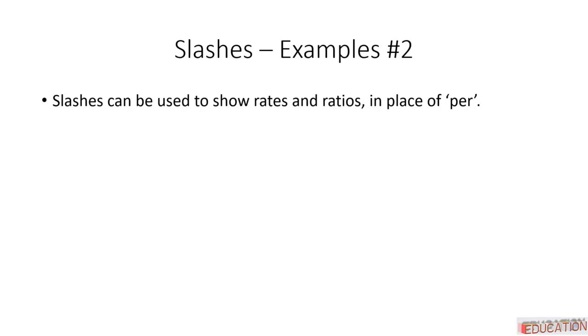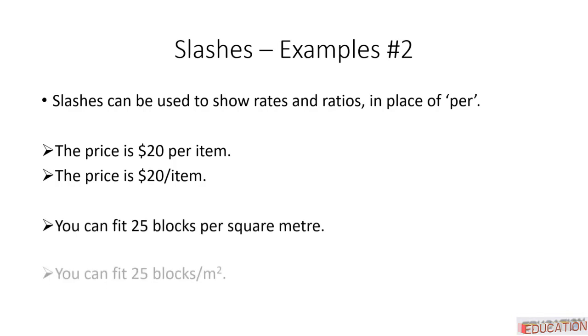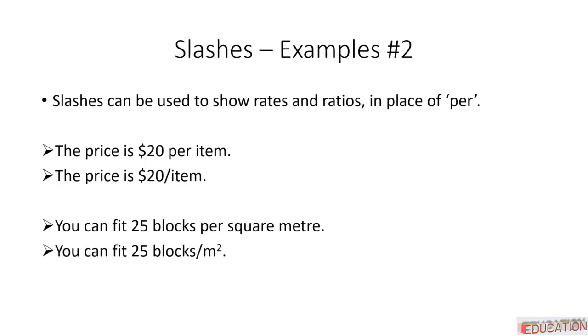Slash is also used to show rates and ratios in place of "per." For example, the price is $20 per item. Or we write it, the price is $20/item, but with a slash. And again, no space. It's just a written abbreviation, we still say it the same. Or you can fit 25 blocks per square meter. Or in abbreviated form, you can fit 25 blocks/m², where the "per" is replaced with a slash and square meters is written with an m with a squared.